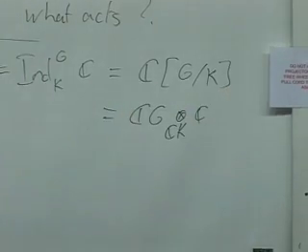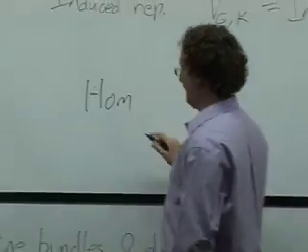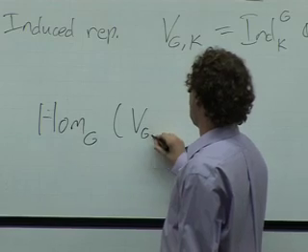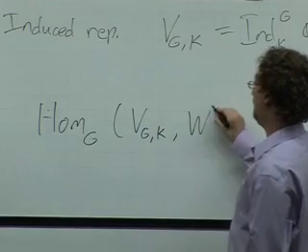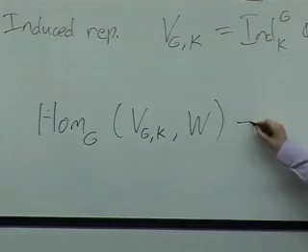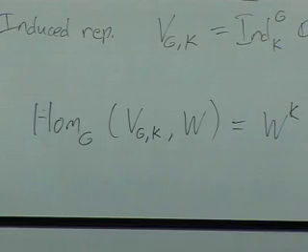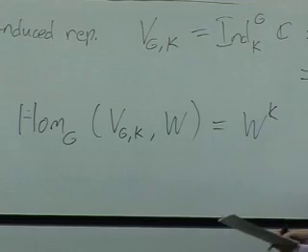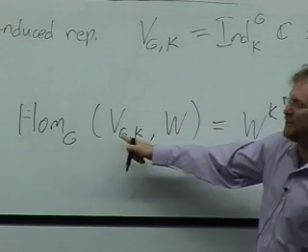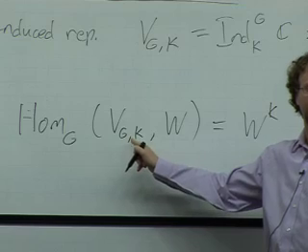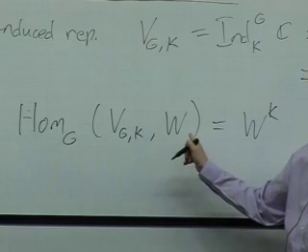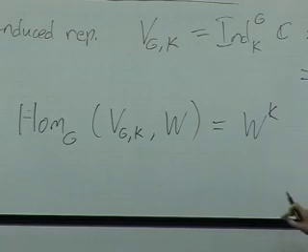And if you think a little about the abstract nonsense of it, you get that the Hom as G representations from V_GK into anything is the space of K invariants. That's its defining property. Because this representation is generated by a single vector that's K invariant, all I need to do to give you such a map is tell you where in W it goes, and it has to go to something K invariant.